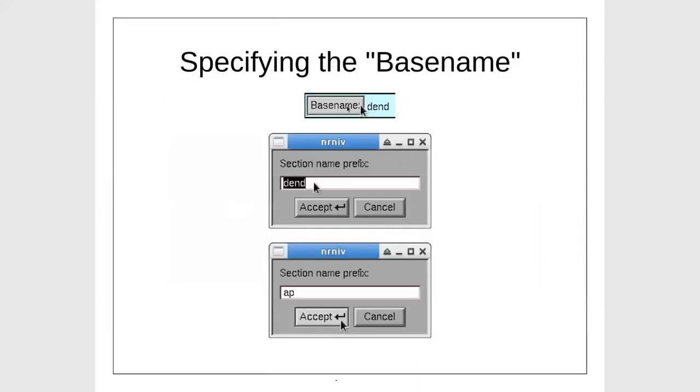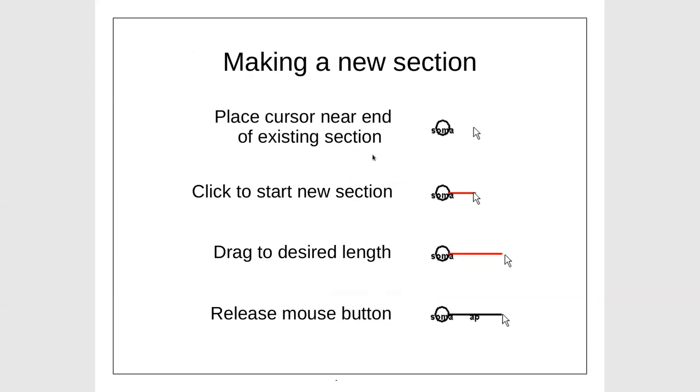So we're going to change the base name by clicking on base name. It pops up a little edit box that allows it to change the section name. And we click on accept after we've done that. And now we are ready to make new things.